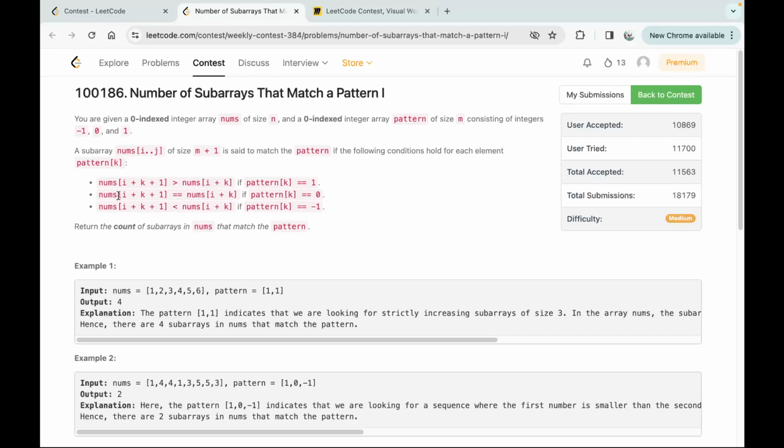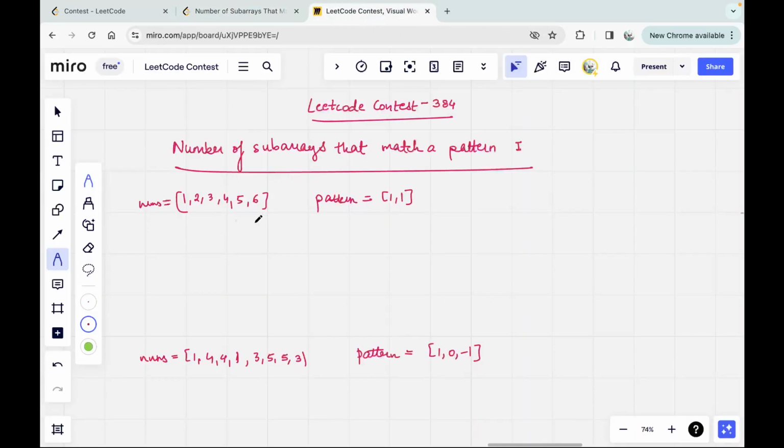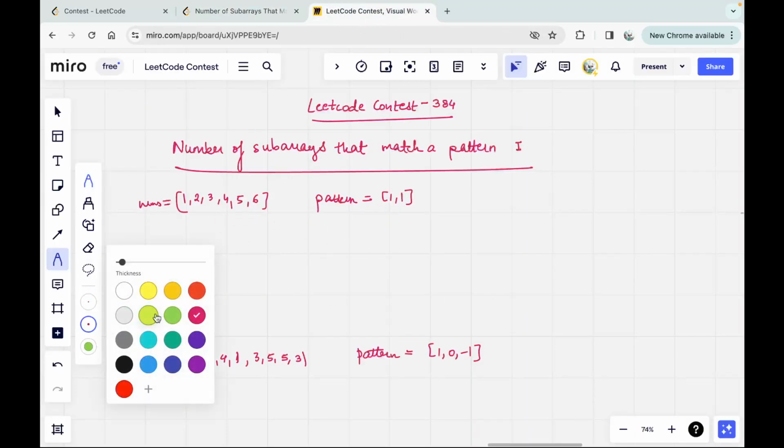And if pattern of k is 0, then nums of i plus k plus 1 should be equal to nums of i plus k. And if pattern is 1, right, then you have to check for this condition, right? So what that basically means is, let us try it out here.